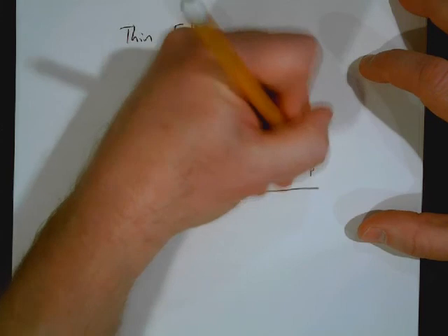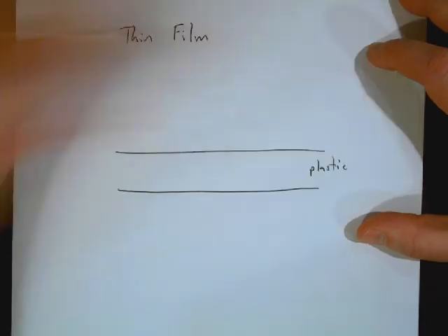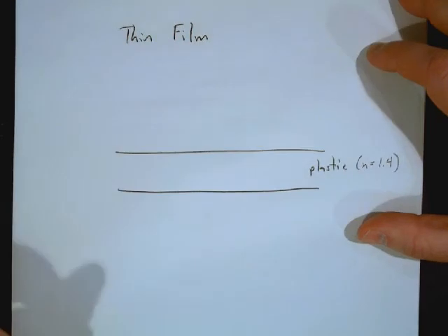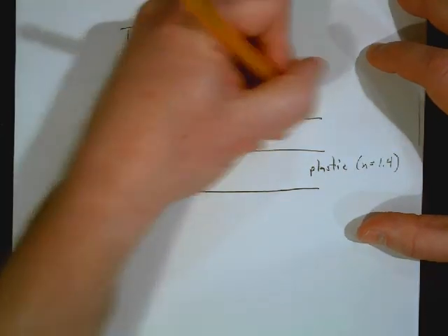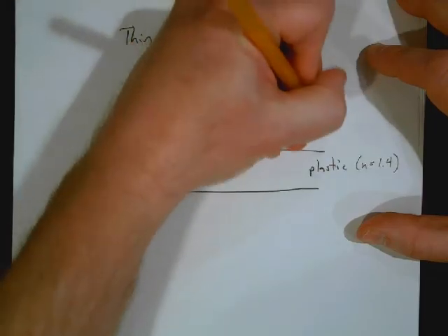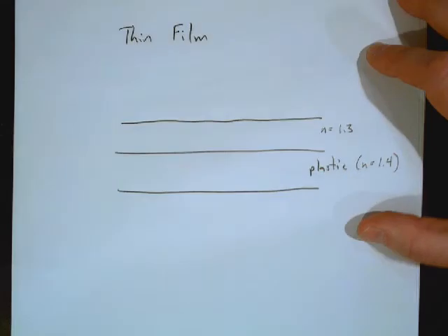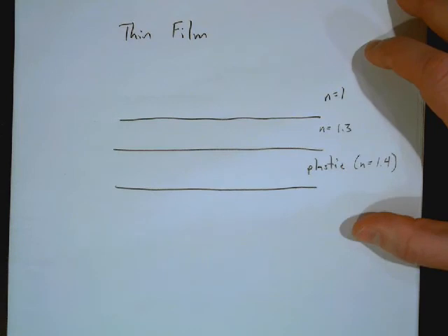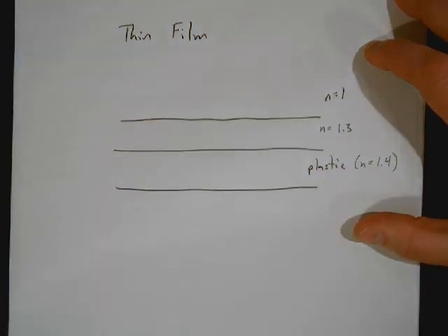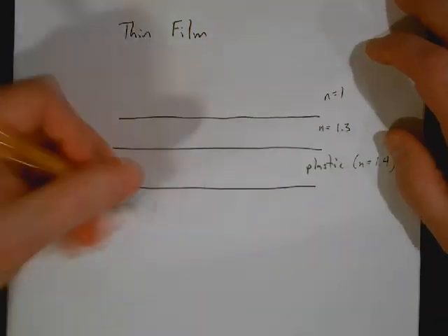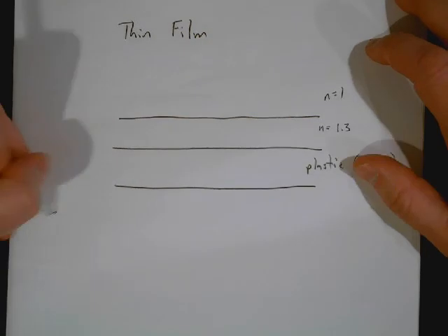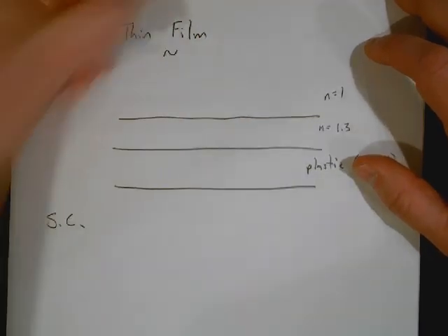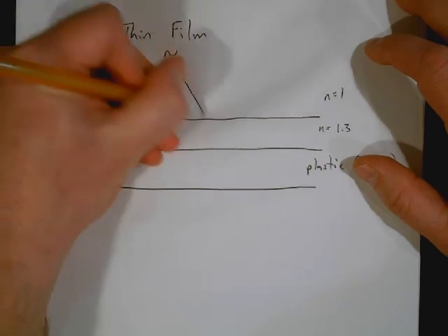Okay, these are the questions where, let's say I have plastic. So I have a plastic lens here, n equals 1.4, and I'm going to put a coating on it where it's n equals 1.3 or something. Then out here is n equals 1. And this is where you have to draw these pictures. And remember, the whole point of the picture is to find the starting condition.